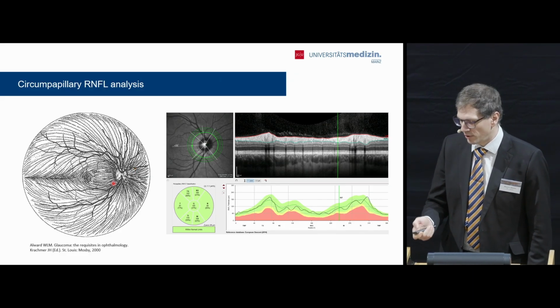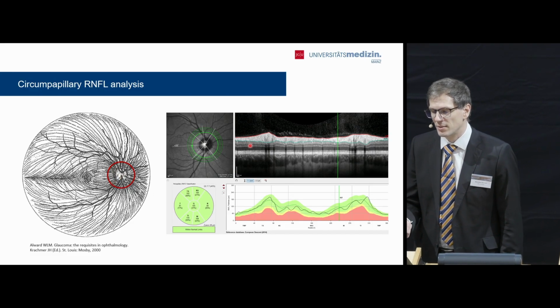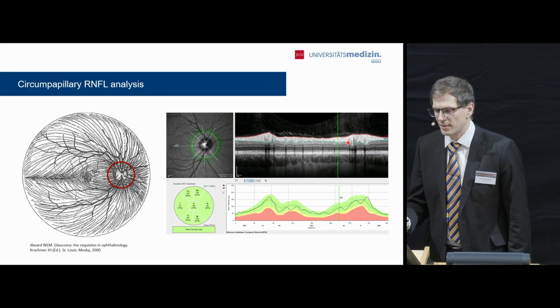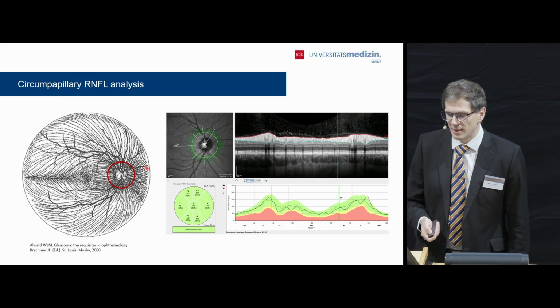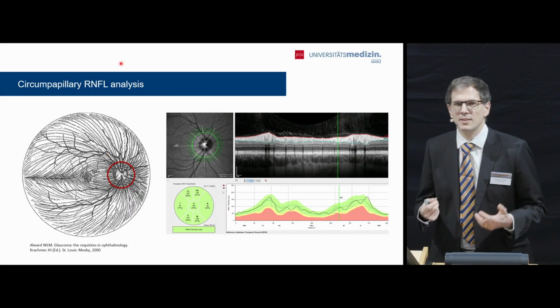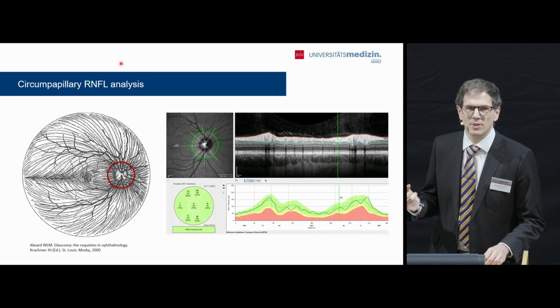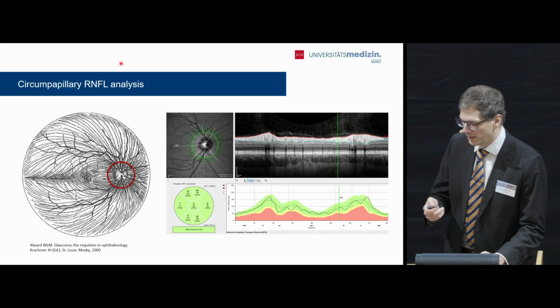And with this circle around the optic disc, we can measure the axons and the amount of axons together with the connective tissue in a cross-sectional analysis around the optic disc, and thus it is a marker for the amount of axons leaving the eye towards the brain.